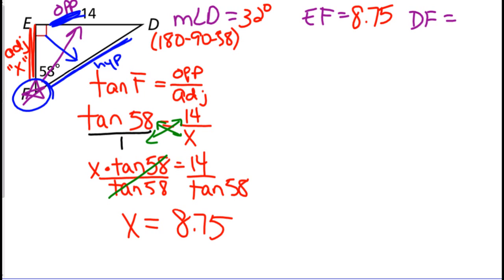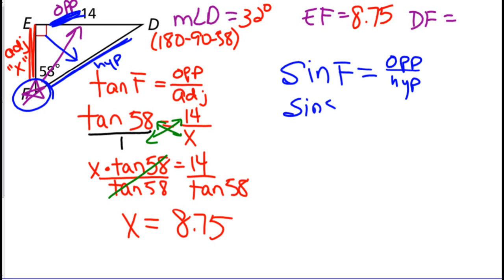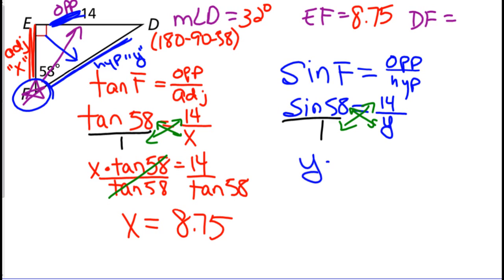So TOA, this is going to be sine this time. So the sine of F, you're still sitting at the same angle, so that doesn't change. Sine of F is opposite over hypotenuse. So the sine of my 58 equals opposite is 14 over the hypotenuse. I don't know what it is, so this time, because I've already used the letter x, I'm going to call it a y. So over y. And of course, you can put this over 1, treat it as a proportion, cross multiply and divide. When you do that, you get y times the sine of 58 equals 14.